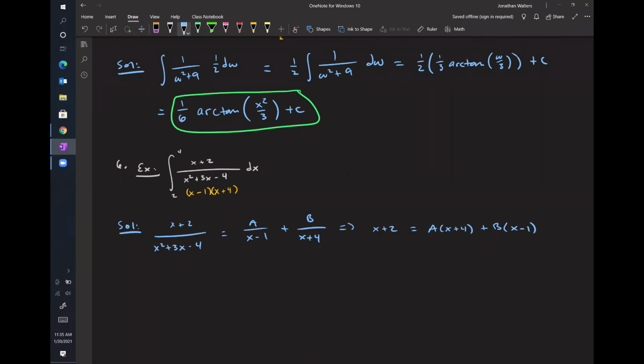So here, since we have linear factors, the best thing to do is use that strategic values approach. If you plug in very specific values of x, you can get rid of the other constant that you don't know. So here I'm going to pick x equals negative 4. If x equals negative 4, I would get negative 4 plus 2 equals 0 plus b times negative 4 minus 1. So that's going to be negative 2 equals negative 5b. So b is going to be 2 over 5.